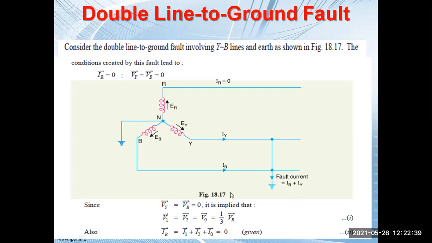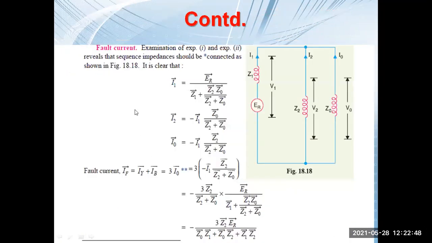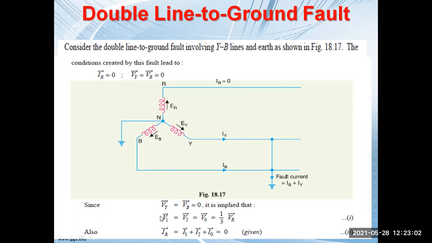Now here IR equal to I1 plus I2 plus I0, and this is equal to 0. It is a given case because there is no current in the earth. We have to understand one point, it is a very crucial point. So V0 equal to V1 equal to V2, equal to 1/3 VR, and the summation of all currents equals 0. I am talking about the sequence components, not the phases.